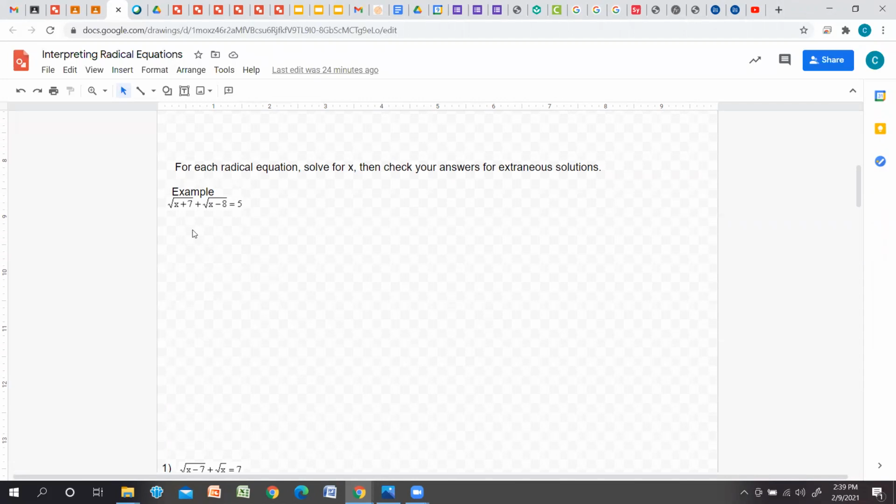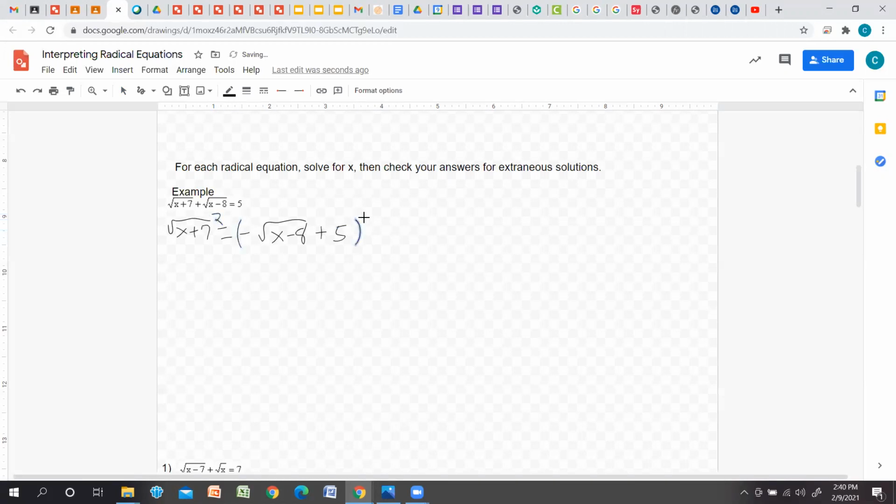So up here we have square root of x plus 7 plus square root of x minus 8 equals 5. So the first step is to move one of the square roots to the other side. You can have the square root second, but I like to leave the square root in front even though it's a negative there. But you could also write it as 5 minus the square root of x minus 8, all right? Now that there's a square root on both sides, we can square both sides.